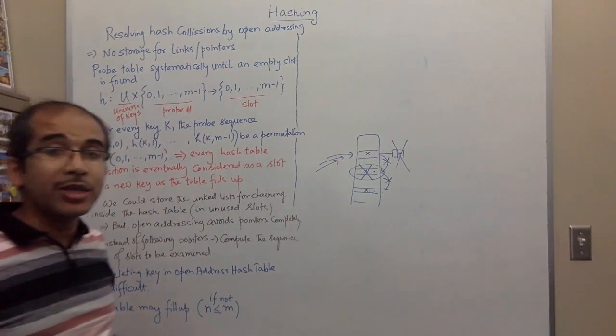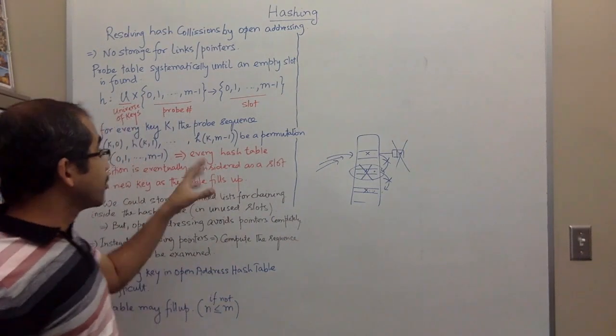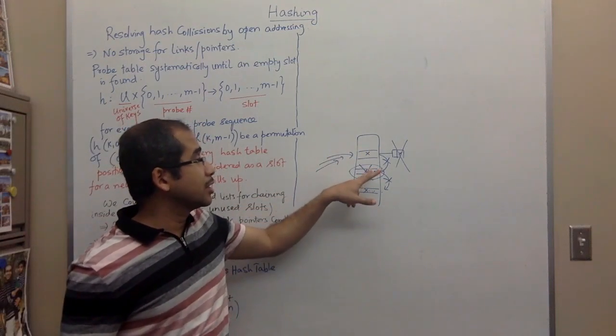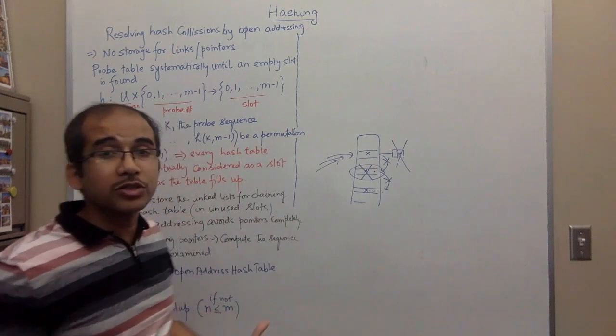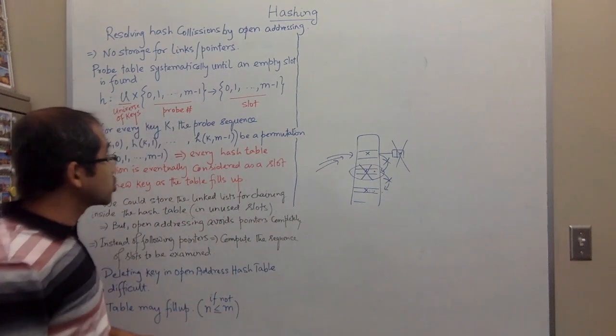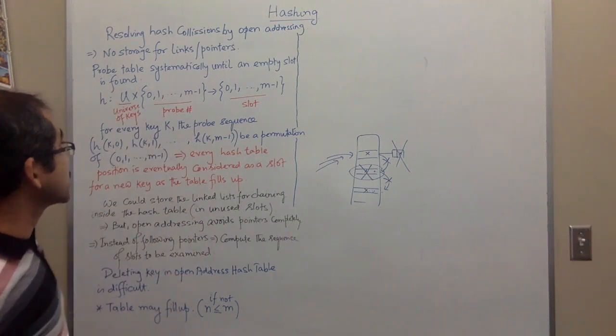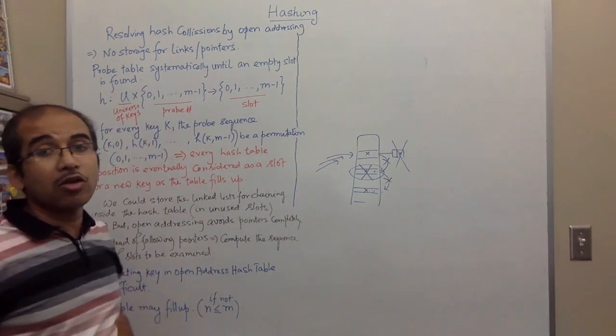Now there are multiple probing strategies, and we'll talk about them. Before that, as I said, this is one strategy: if it's not here, then let's see here, then it's here. So this is a probing strategy. There are multiple probing strategies which we will study, and we keep probing the table systematically until an empty slot is found.